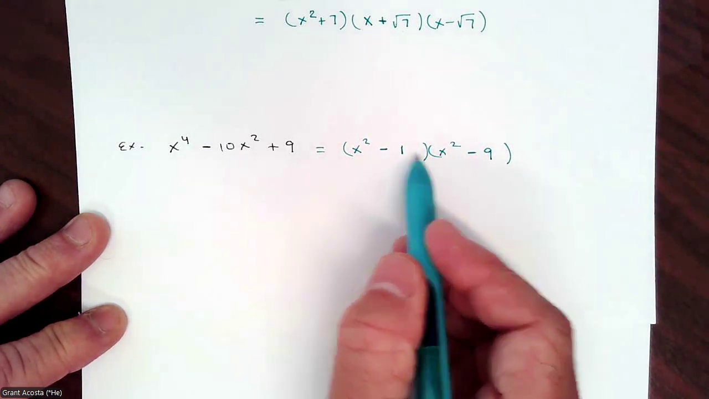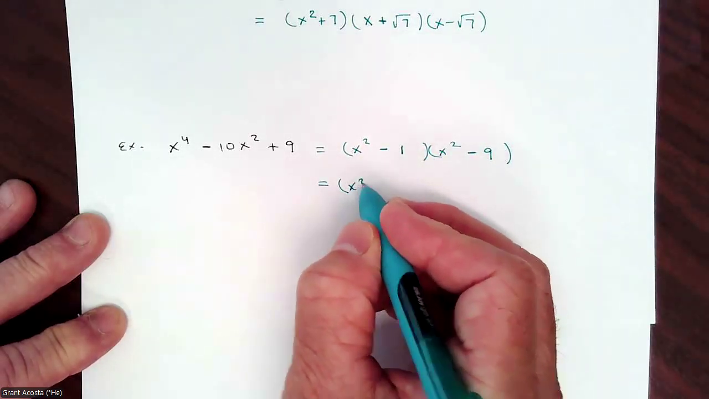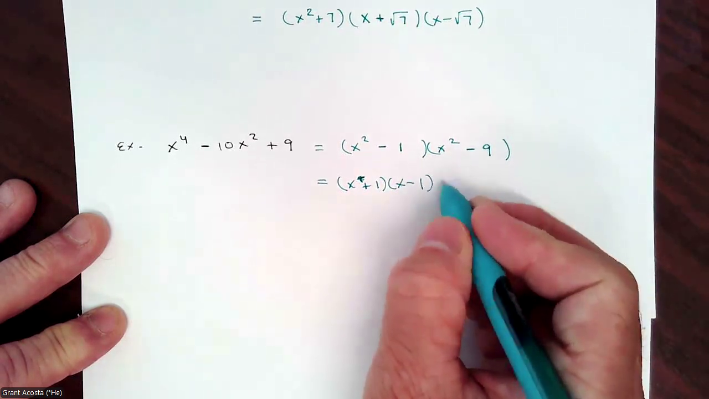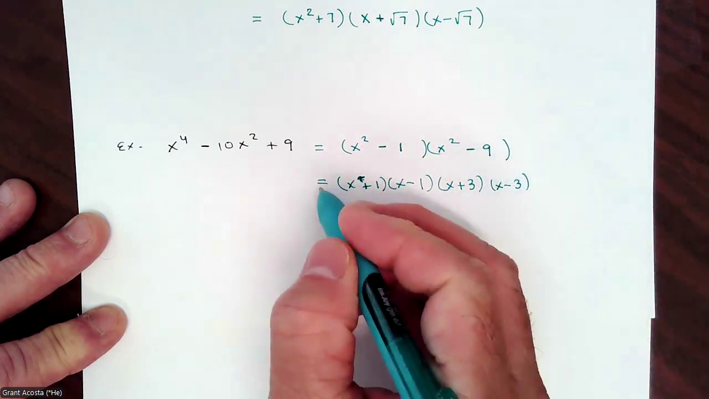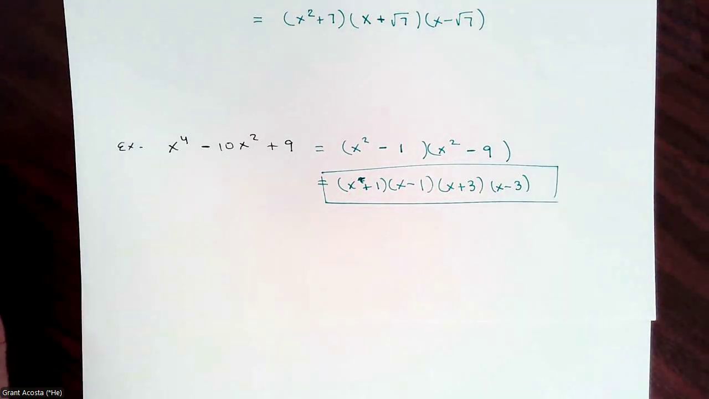And then now this you could go further because each one of these is a difference of squares. Whoops, not x squared. It would be x plus 1, x minus 1, x squared minus 9 factors into x plus 3 times x minus 3. So if you can take it all the way down to linear factors, that would be preferable.